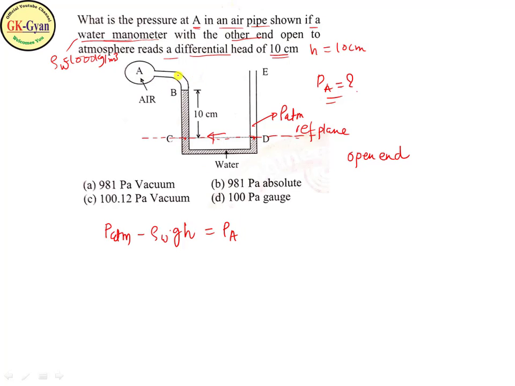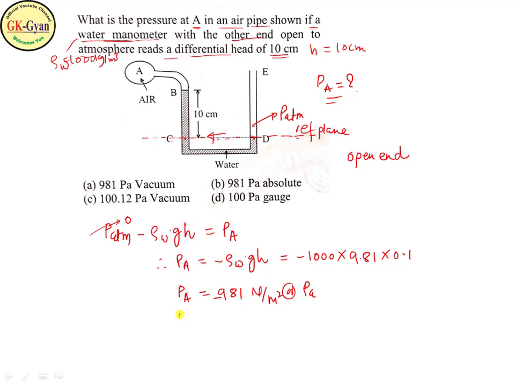There is no height given here, so we move directly to point A. P atmospheric as a gauge pressure we have taken as 0. Therefore PA equals minus rho w into g into h. The density of water is 1000 into g, 9.81. The height is given as 10 centimeters, so we convert it into meters, 0.1 meter. PA is calculated as 981 Newton per meter square, or Pascal. We know minus pressure means vacuum pressure, so it is 981 Pascal vacuum.